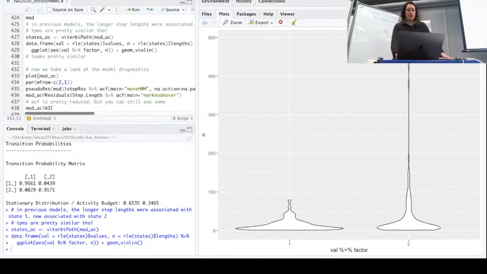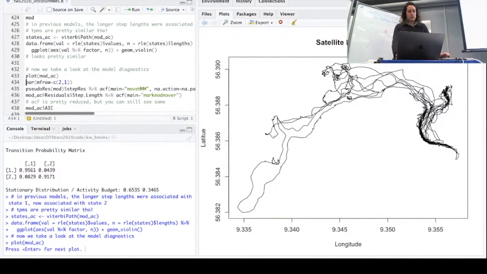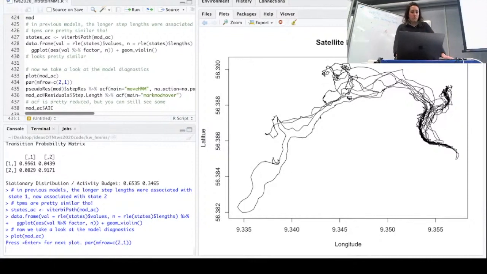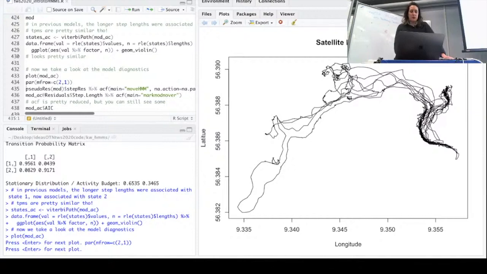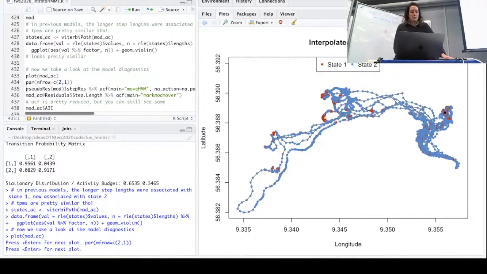Now we take a look at the model diagnostics, and that'll be all that we have time for. The first plot you get out is just your original data. It says satellite locations here because it was used for Gray Seal GPS data. The second plot is your interpolated locations, which are the ones that Mark Mover did for you. It's also got the states encoded here. So here we have the residency behavior in state 1, and in state 2 we have that traveling behavior.